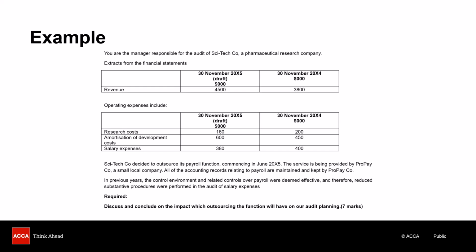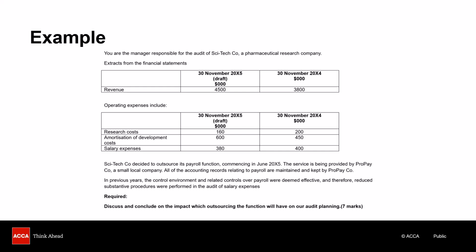Now, in previous years, the control environment and related controls were deemed effective, and therefore lesser substantive testing was done on salary expenses. So last year they had the controls within SciTech and they thought the controls were good and operating well, so they reduced substantive testing. But this time around, they've outsourced it to a service organization. So my work is going to change. Remember that as you answer this question.